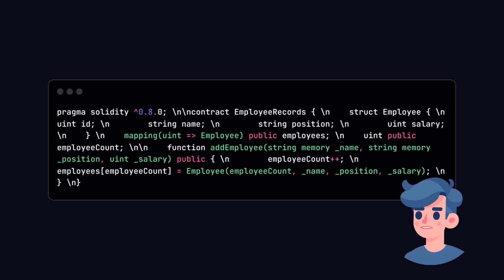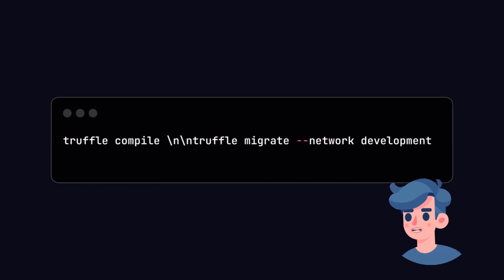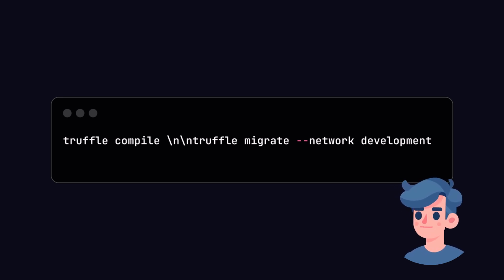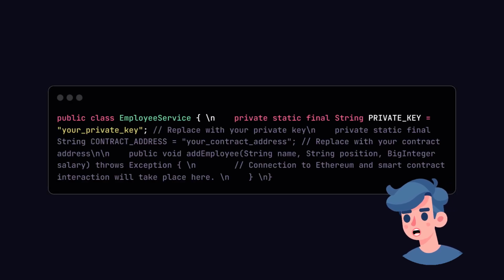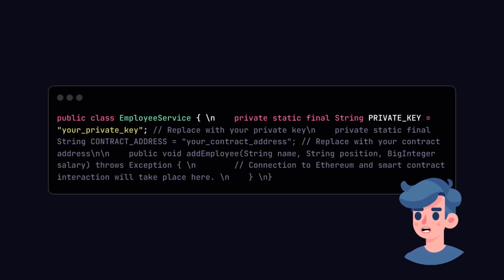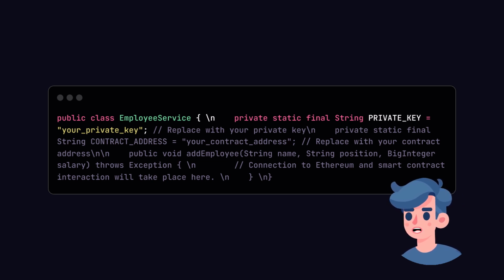Let's define our basic structure. In this contract, we defined a structure for an employee and a mapping to store the employees. We also created a function addEmployee to add new employees to the blockchain. Let's compile and deploy this contract. Ensure you have Truffle installed for compiling and migrating the contract. If not, you can install it globally using npm install truffle.